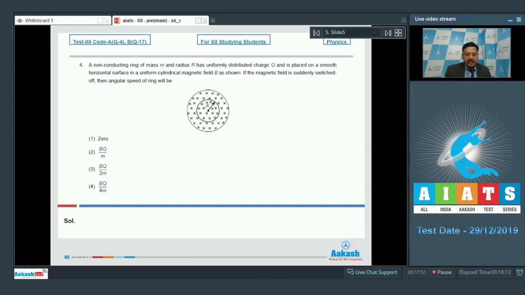So let's start with the expression angular impulse J equals I omega, where I will be mr square, and of course omega is what we are supposed to find. Coming to J, J is the angular impulse that is equal to the torque into whatever small interval of time delta t for which the torque has acted and for which the magnetic field has become 0 from initial value B. The torque itself is going to be equal to electric field into Q into R, and then of course there is delta t.